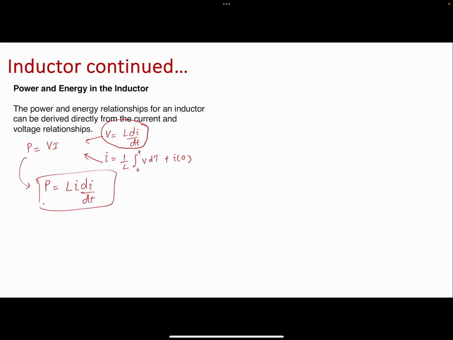Another equation for the power is where you can use the current equation here, right? You use the voltage value V and replace the current value here: 1 over L, integral from 0 to t, V d tau plus I of 0. So here are the power equations for the inductor.